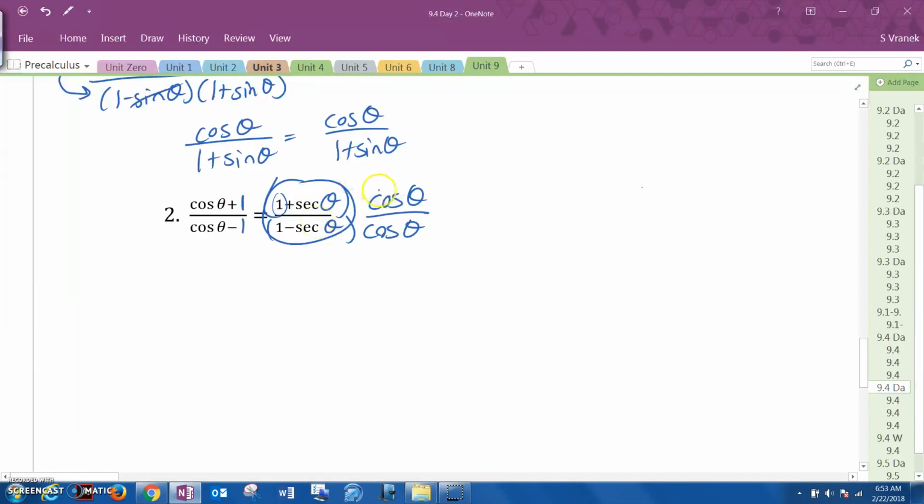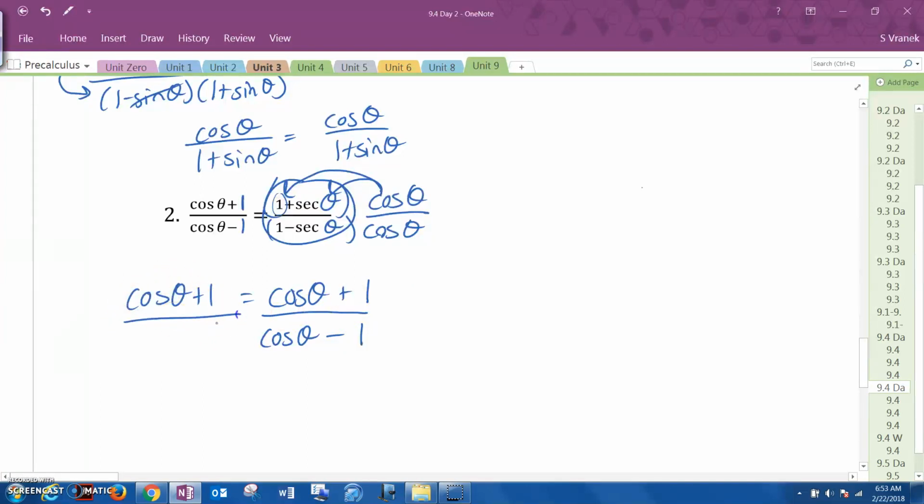So look what happens when I do that. I multiply the 1 by cosine theta, and I get cosine theta, plus, I multiply secant by cosine. Now hopefully you guys remember that those are reciprocals of each other, which means they give you a 1. The bottom, you multiply cosine times 1, you get cosine theta, minus, again, secant and cosine is a 1. And sure enough, that's what I wanted.